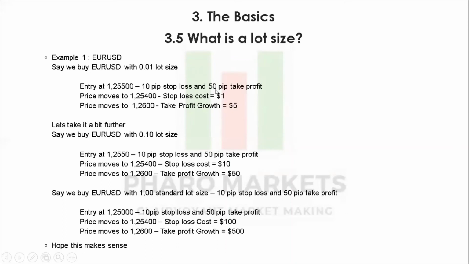So let's say price moves from 1.25500 to 1.25400. That is 10 pips, stop loss. The stop loss will cost you $1 because of the 0.01 lot size. So basically, by trading like that, you trade at 10 cents per pip. Then if price moves all the way, 50 pips to 1.2600, the take profit will be $5. So let's take it a bit further.